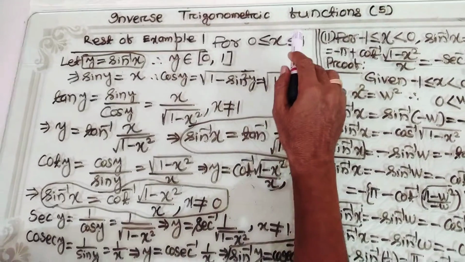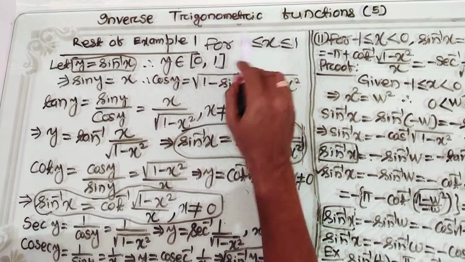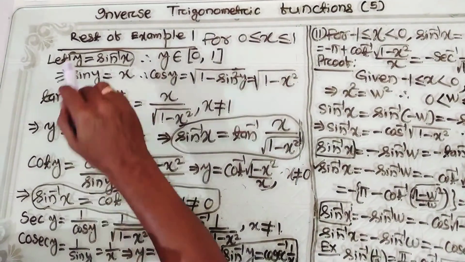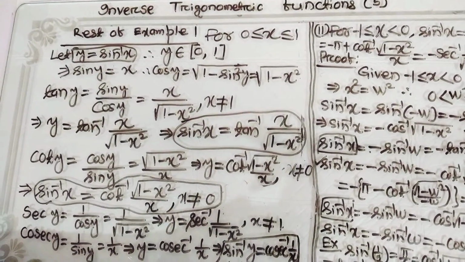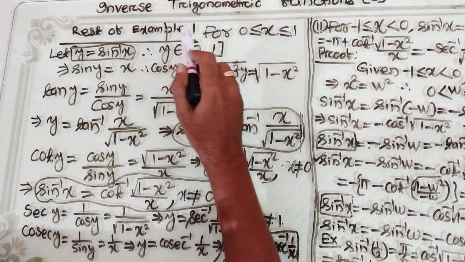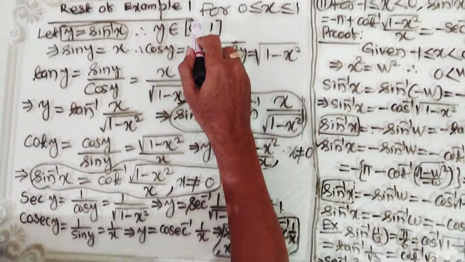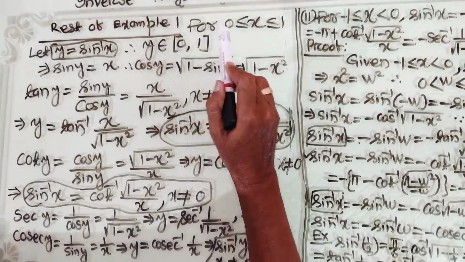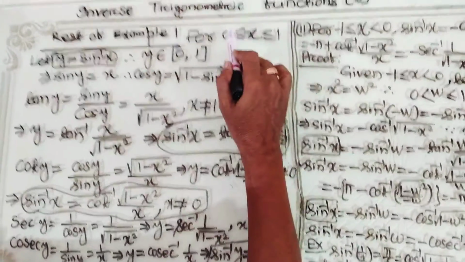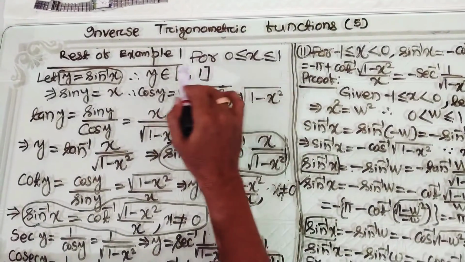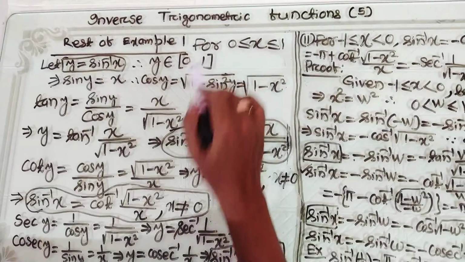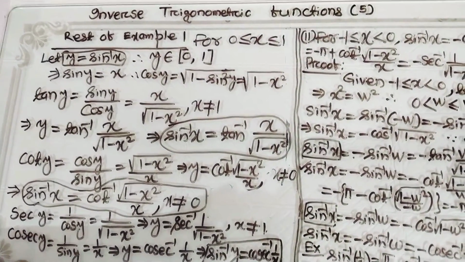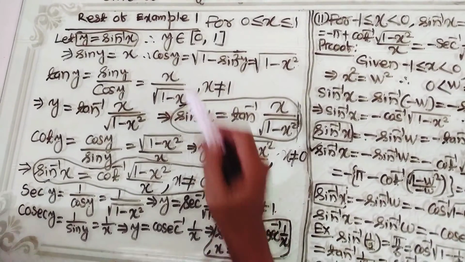For x less than or equal to 1 and greater than or equal to 0, let y equal sine inverse x. Therefore, y belongs to the closed interval 0 to pi by 2, because sine inverse 0 is 0 and sine inverse 1 is pi by 2. So y belongs to 0, pi by 2.